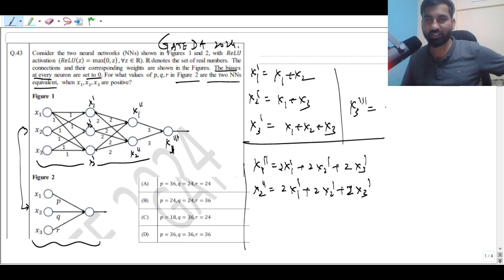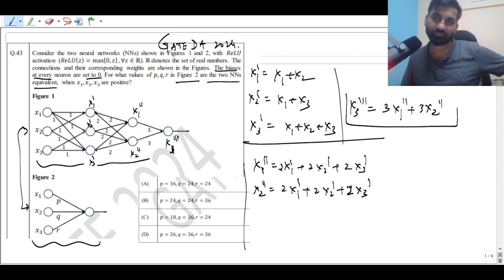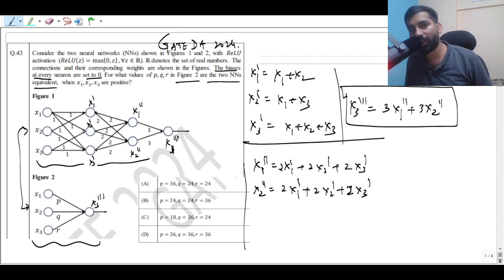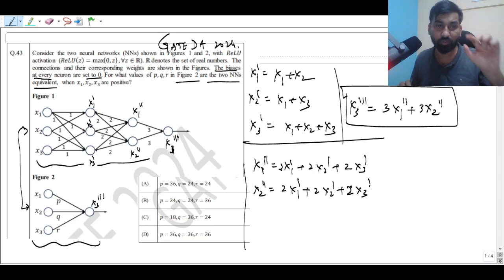That is going to be 3 times x1 double dash plus 3 times x2 double dash, right? Now you have to write this x3. Suppose this corresponds to x3 triple dash. Okay, this corresponds to x3 triple dash, and you have to write x3 in terms of x1, x2, x3, right?